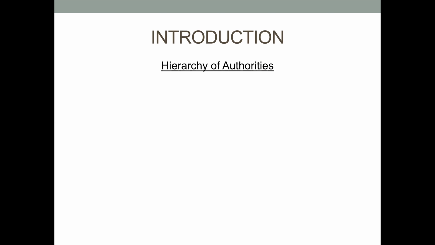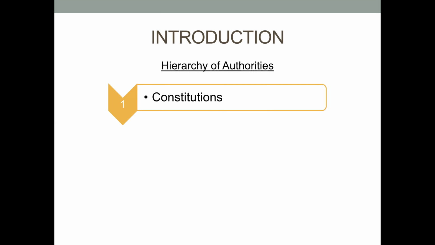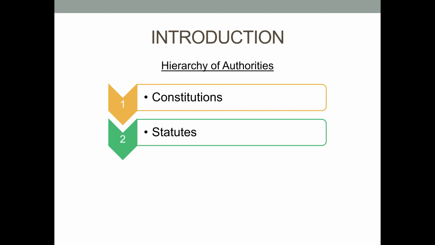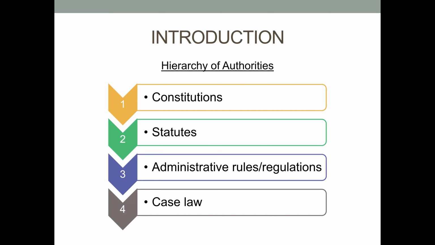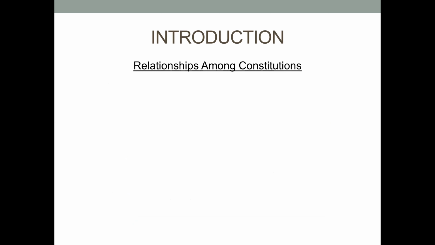You will recall that in the US legal system, there is a hierarchy of primary sources of law. And at the very top, what we're going to be talking about in this lecture are the constitutions. Below that are the statutes, and then the administrative rules and regulations, and then the case law. But we're going to be focusing on the top, the constitutions.